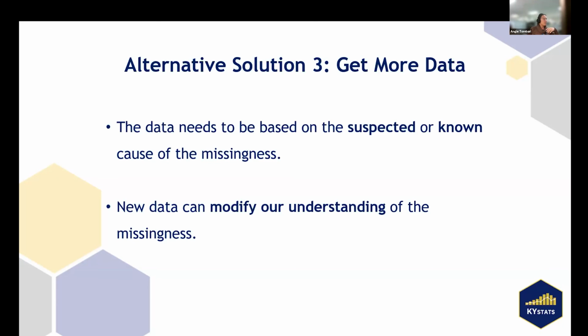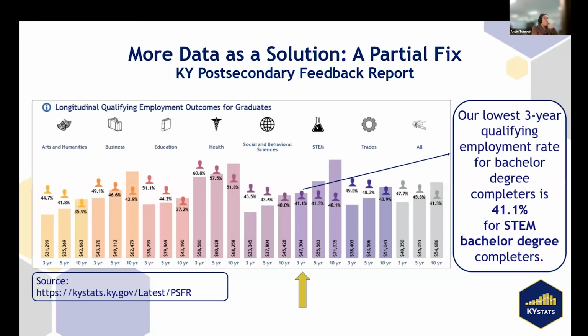And I'm going to show you a case of where it's been successful and where it's been unsuccessful in terms of getting a particular subset of data. And so this is more data, the partial fix. One of the things reported within our state is that people don't have enough STEM bachelor completers.